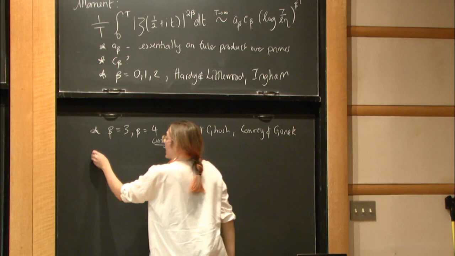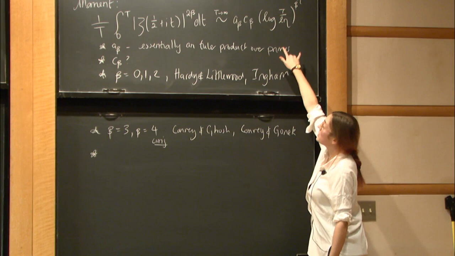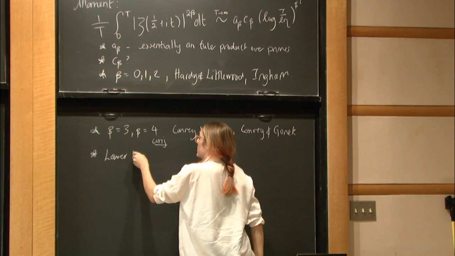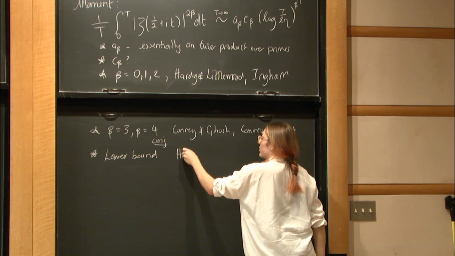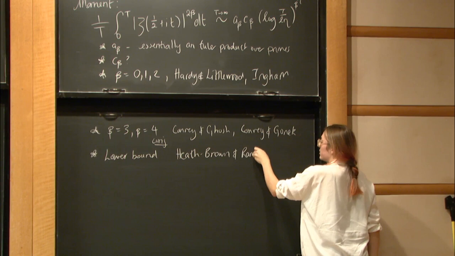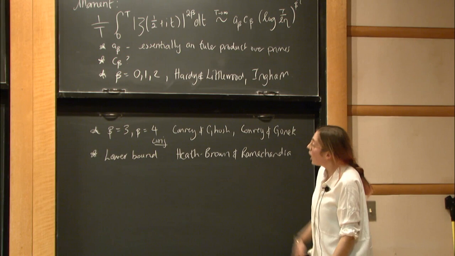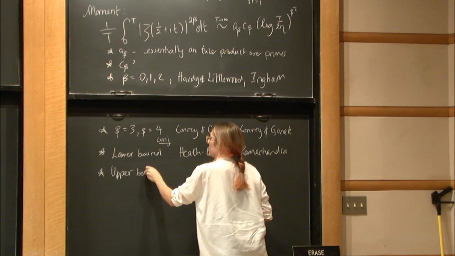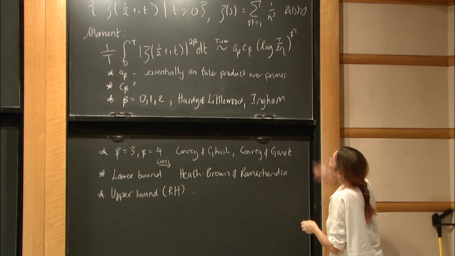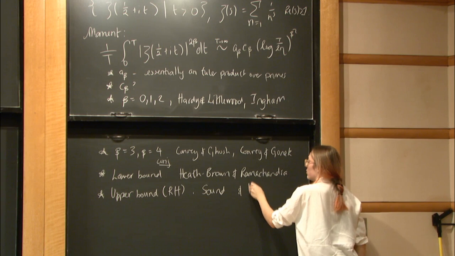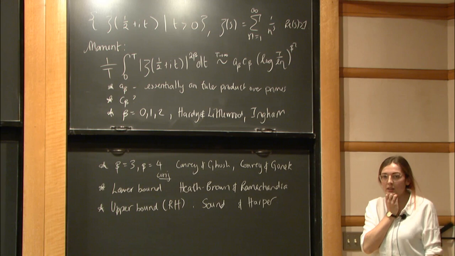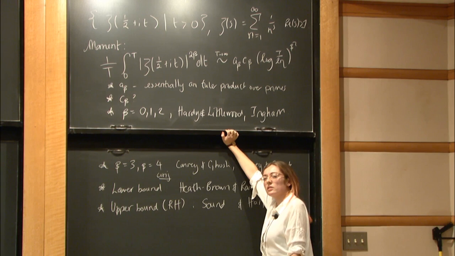We also know lower bounds unconditionally of the right size. So we see the log t term, but we don't see the coefficient. Lower bounds of the right size are due to Heath-Brown and Ramachandra. And we have upper bounds, again of the right order, but under RH now. Soundararajan got beta squared plus epsilon, which Harper then removed the epsilon. Is the lower bound for all beta? For all, at least all real non-negative beta. It might be stronger than that, but I believe that's true.